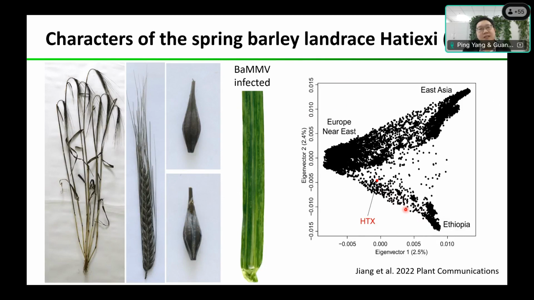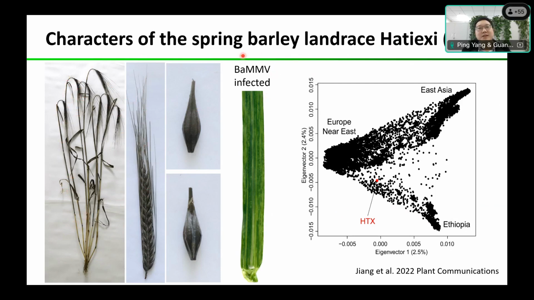At that moment, we decided to use one barley landrace, which we consider a Chinese barley landrace, HTX. So basically, it's HTX in Chinese. As you can see here, this is a very special genotype because when it matures, the whole plant becomes black.